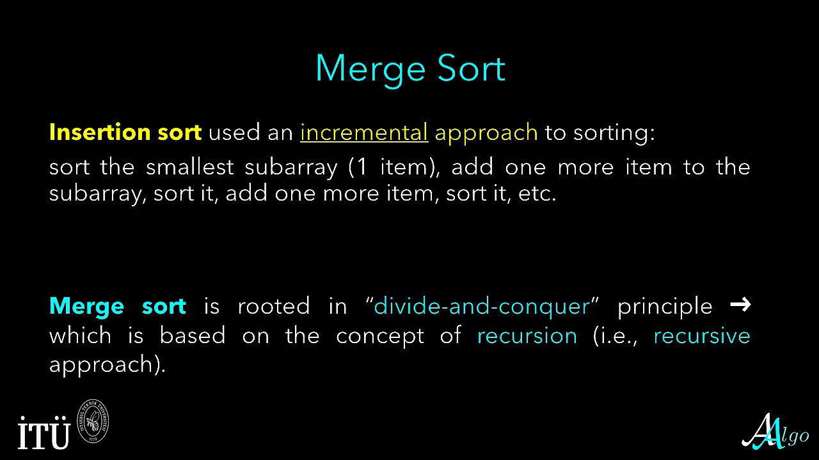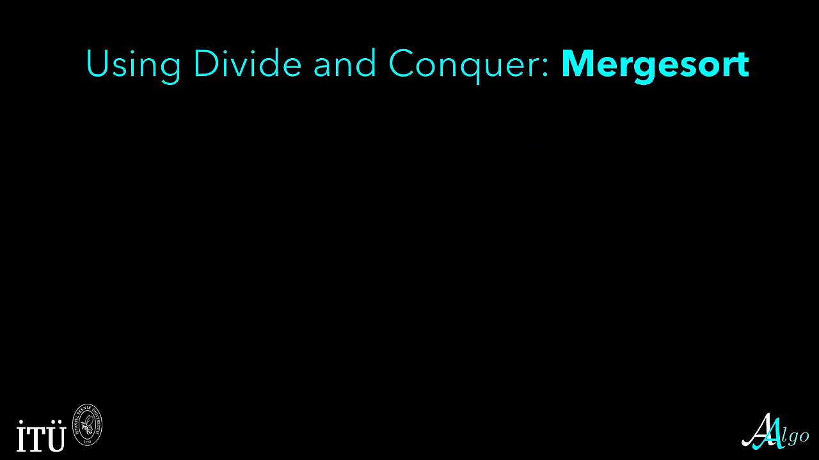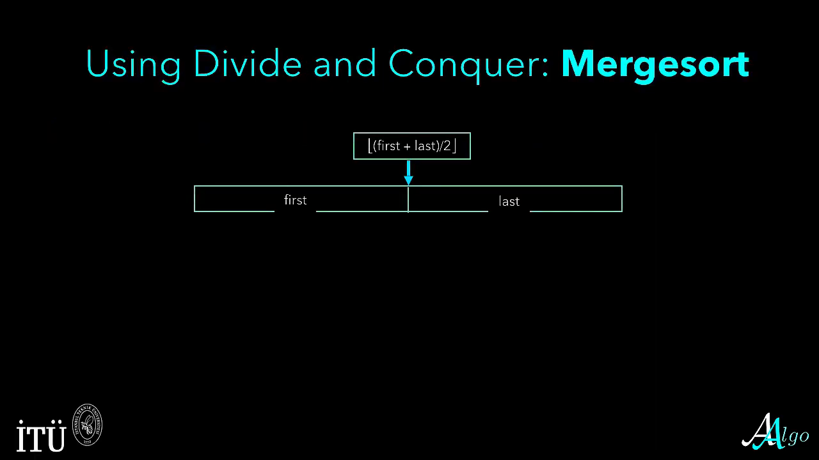Insertion sort basically uses an incremental approach. We hypothesize that we have a sorted array and an unsorted one, and iteratively we incrementally sort the unsorted array element by element, one by one. As for merge sort, it is rooted in the principle of what we call divide and conquer. This is based on the principle of recursion, so I'll explain. It's a recursive approach. So merge sort uses divide and conquer.